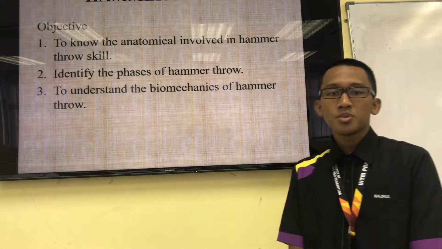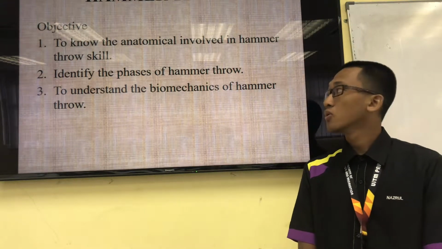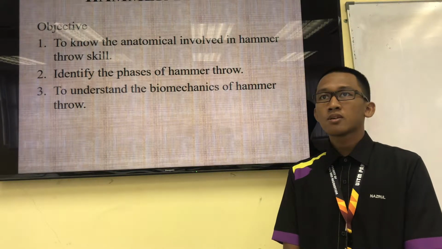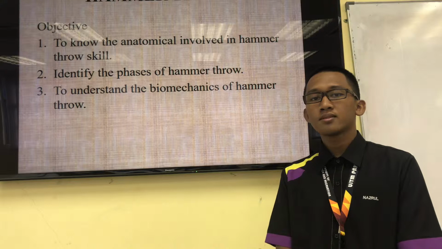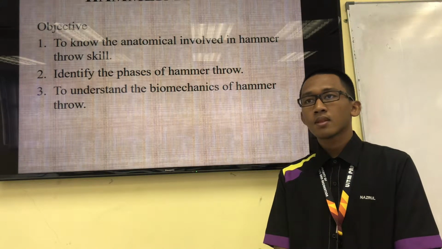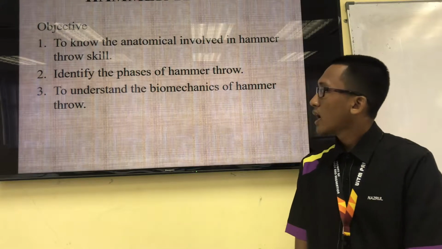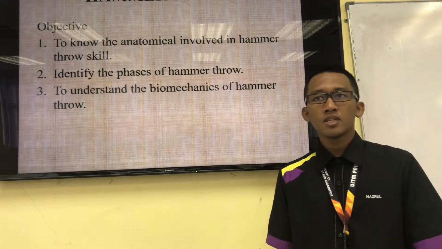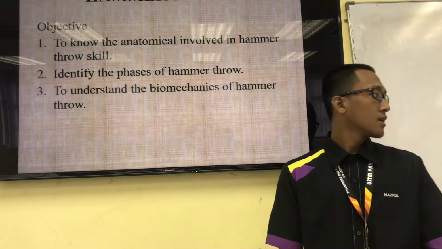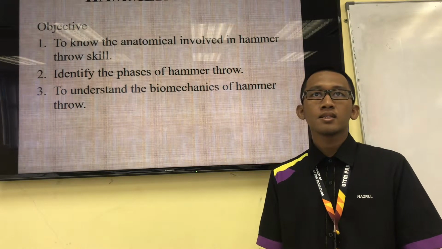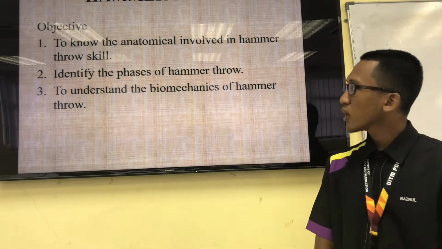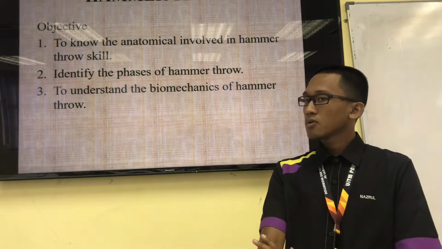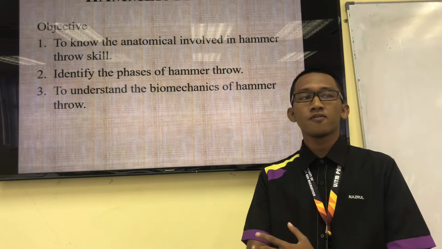The objective of our presentation is to know the anatomy involved in hammer throw, which we conclude as joint, muscle and bone. Identify the phases of hammer throw, which has four phases: the wind, the turn, the entry, and the finish. And lastly, to understand the biomechanics of hammer throw, which we measure as a degree of our body.